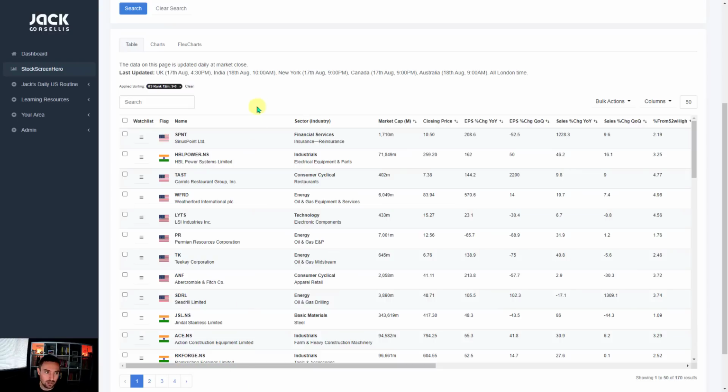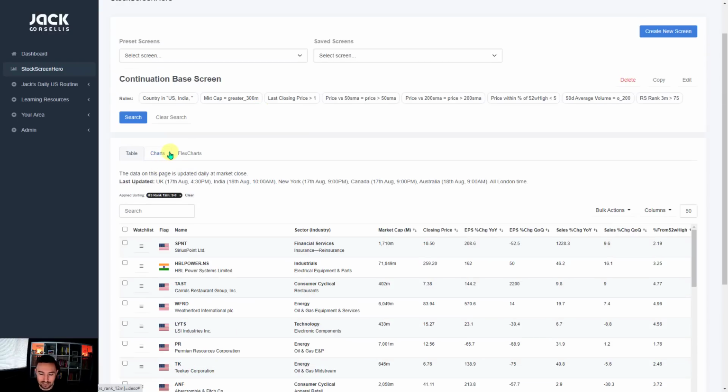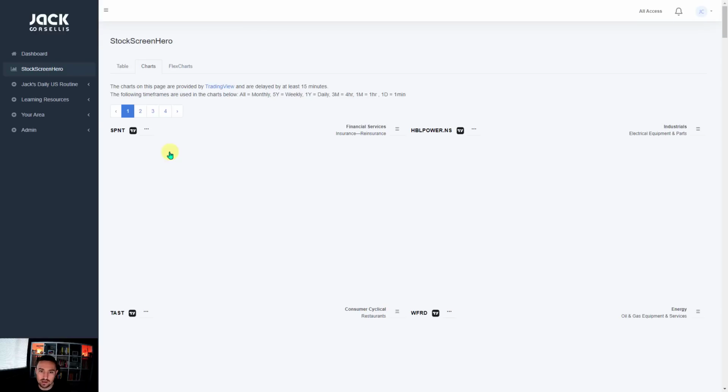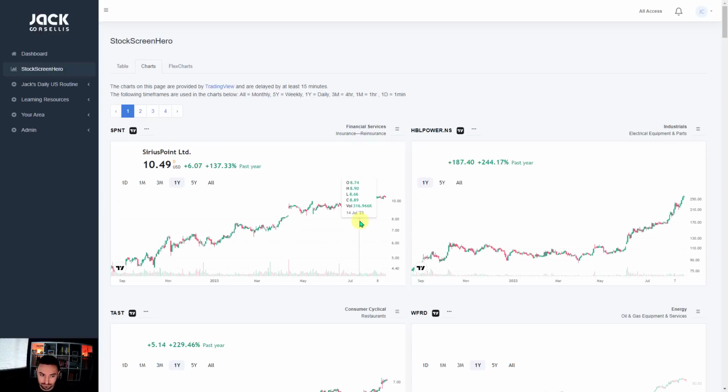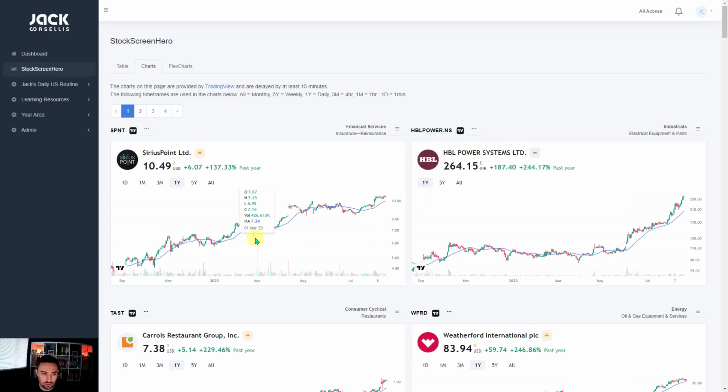So I'm going to come over here, and now I'm going to hit charts. I could hit flex charts and see the earnings and sales data. I'm just going to go charts, so then I can see them side by side, and I'll show you how quickly this is to do it. So the moving average you're going to see on these charts is the 21-day moving average. So this blue line here is the 21-day SMA on these charts, not the EMA. We only support the SMA on these charts.